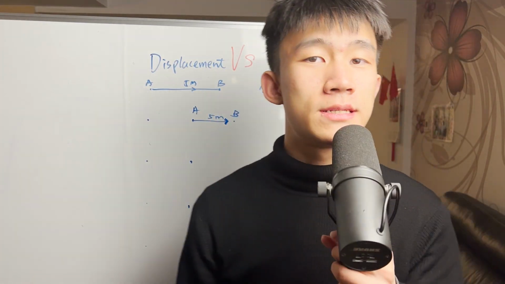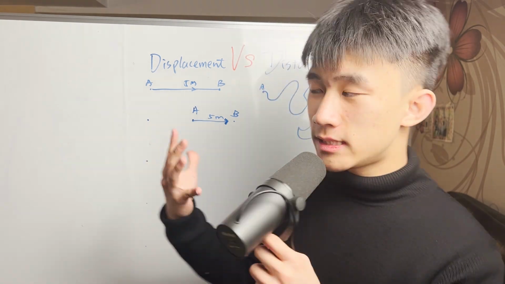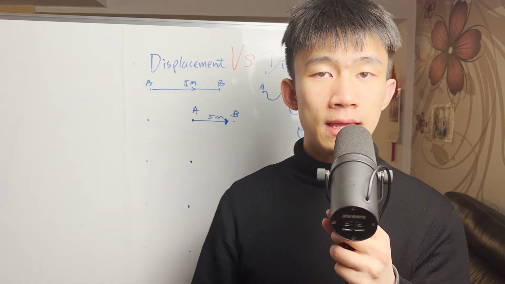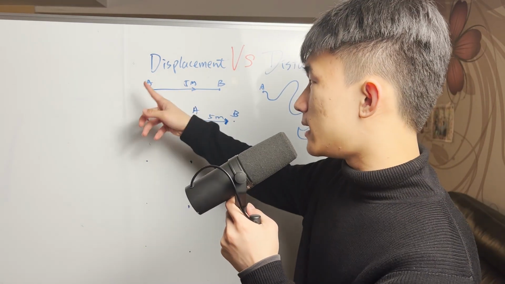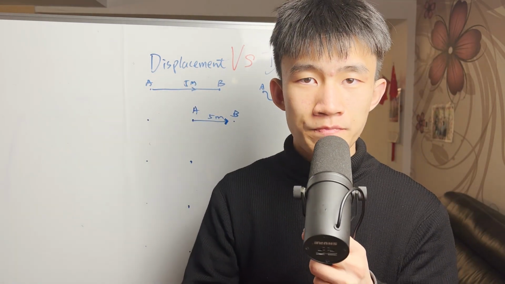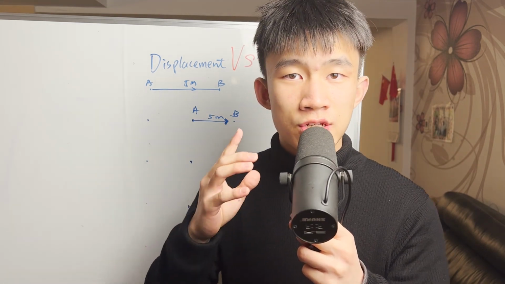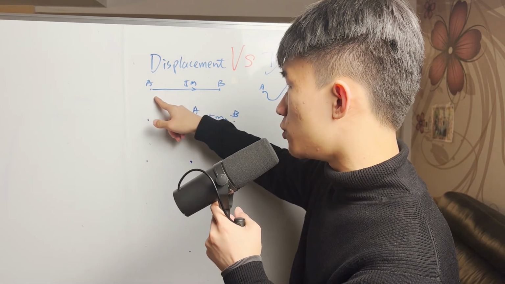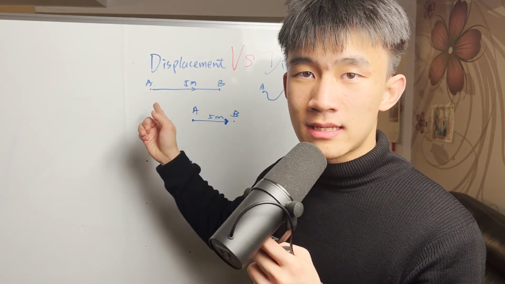Alright, war of the century: displacement versus distance. As we've stated before, distance is the actual path taken by an object between point A and point B, and displacement is the straight line connecting 2 points. However, this is just the magnitude. This length of the connection is just the magnitude of the displacement. In this case, it's 5 meters.